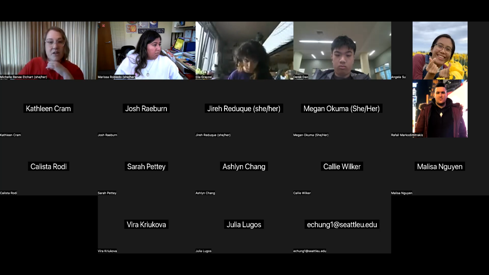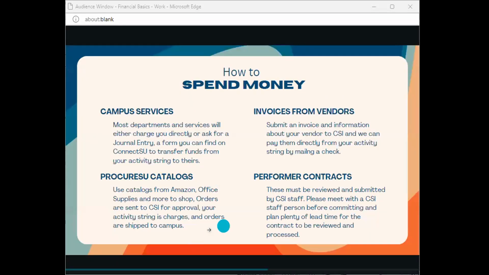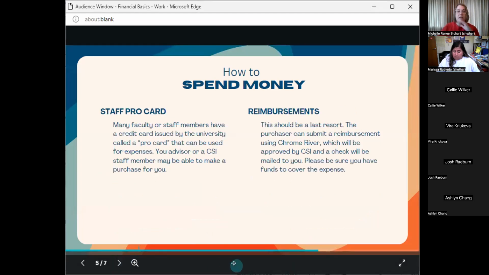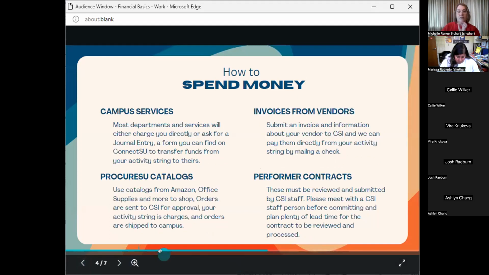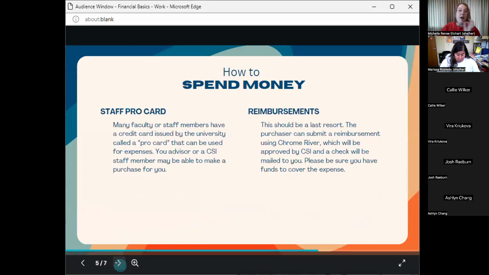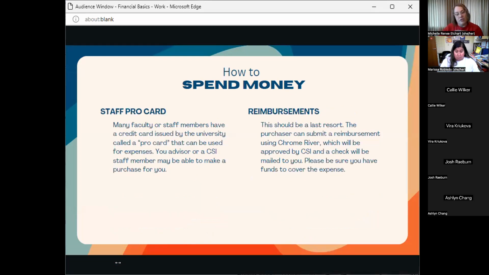Okay, so let's move on to the next part of how to spend money, and we can pause again and you can still ask some of these other questions. This is sort of in order of preference. So the first slide are recommended ways of doing it, following normal business practices. And then these other 2 are other options when, as Josh noted, sometimes you really want to order from someone and they don't do invoices.